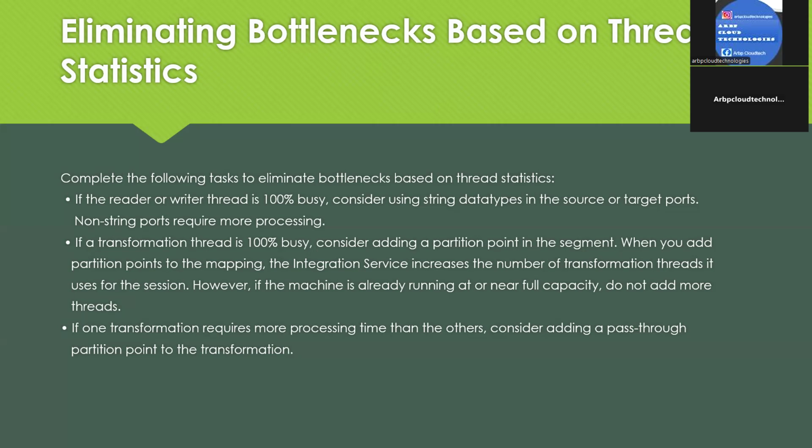So here is how to eliminate it. Complete the following tasks, based on the thread statistics. If the reader or writer thread is 100% busy, fully busy, consider using string data type in the source or target port, as non-string ports require more processing. If a transformation thread is 100% busy, consider adding a partition point in the segment. When you add a partition point to the mapping, the Integration Service increases the number of transformation threads it uses for the session, correct?